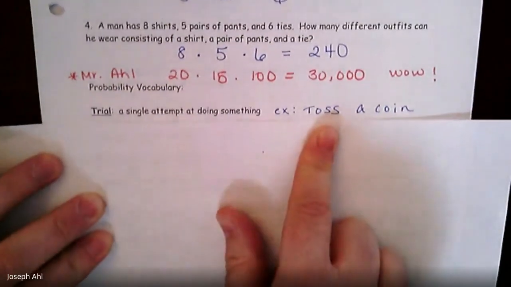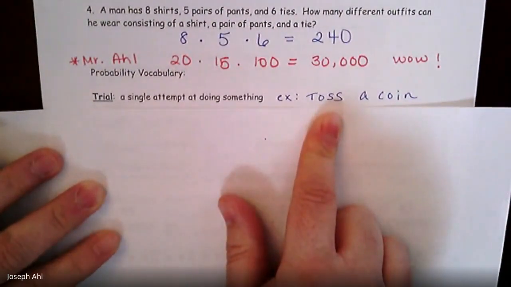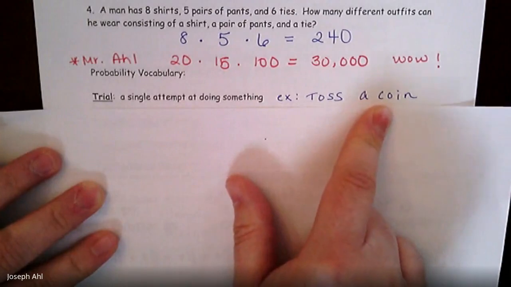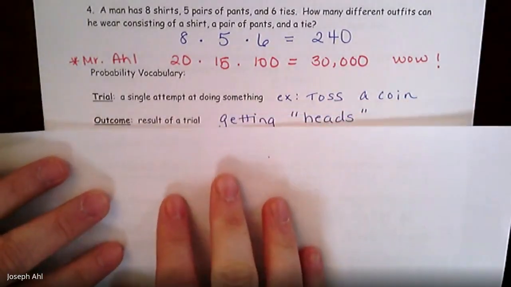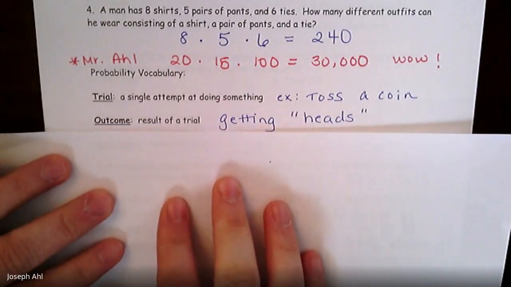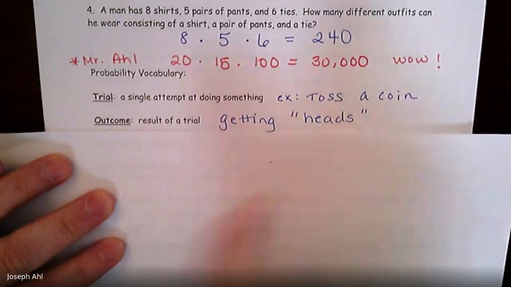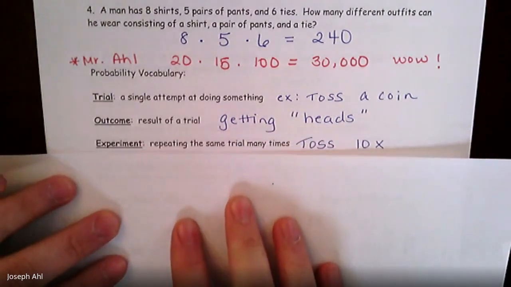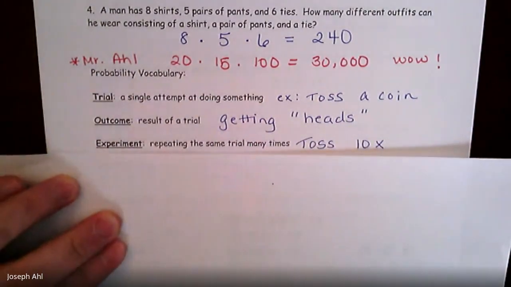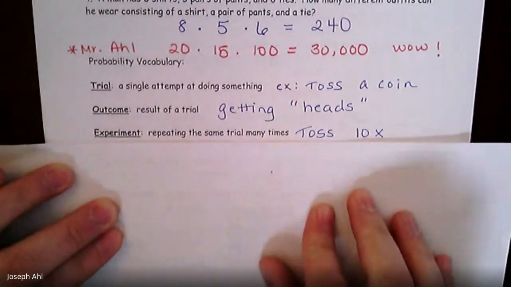First thing it says is a trial, and this is all filled in for you, but I'm giving you some examples off to the side. So a trial is a single attempt at doing something. So my kind of quick basic example is tossing a coin. The outcome is the result of the trial. So maybe you're looking to get heads when you toss the coin. An experiment would be repeating that trial a certain number of times. So if I said toss the coin 10 times, now it becomes an experiment.